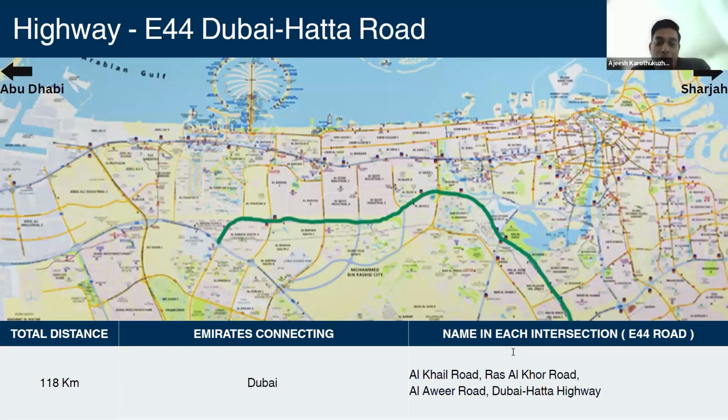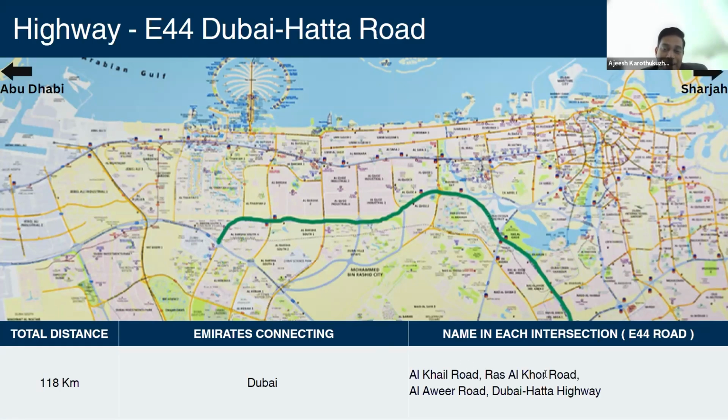And coming back to the fourth important highway, the E44 Dubai Hatta Road, also commonly known as Al Khail Road. This road acts as an alternative road to the Sheikh Zayed Road, which is a very important road connecting to the major parts of Dubai. So this road is commonly known as Al Khail Road.